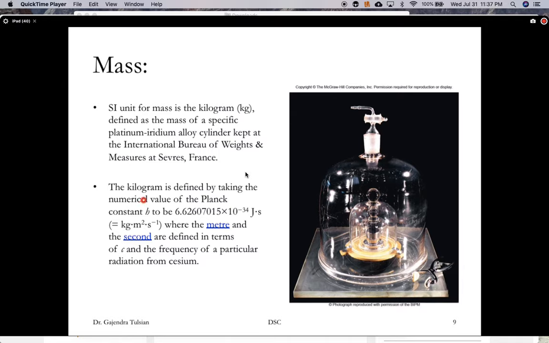Now, the latest definition of the mass is as follows. The kilogram is defined by taking the Planck constant. The Planck constant is a fundamental constant, and we say that the value of Planck's constant is precisely 6.62 times 10 to the minus 34 joule second, and joule second is kilograms meter squared per second.